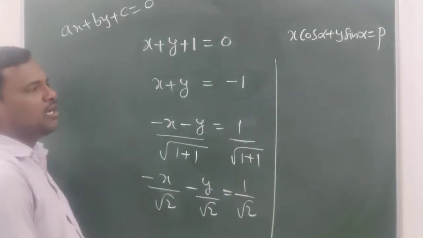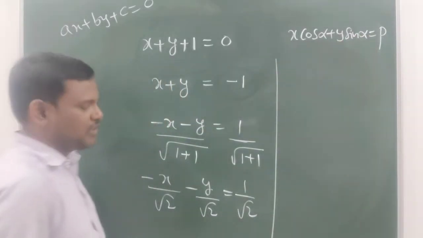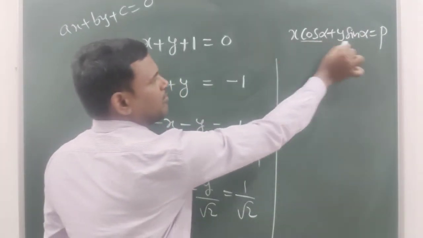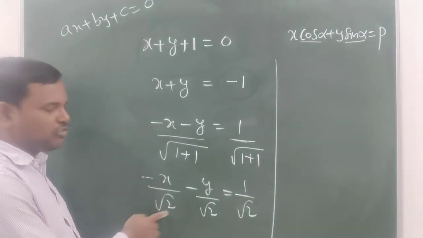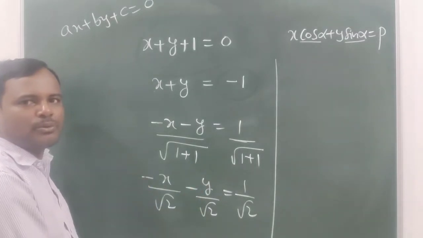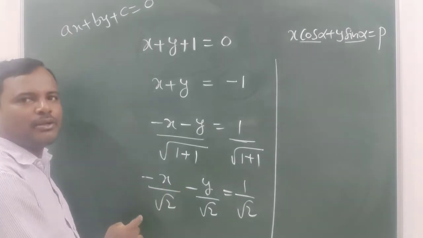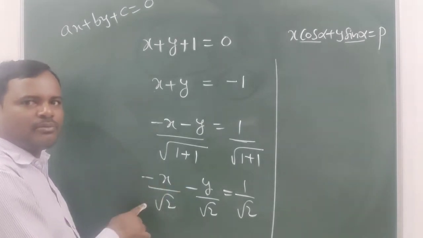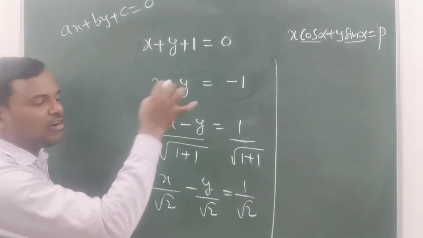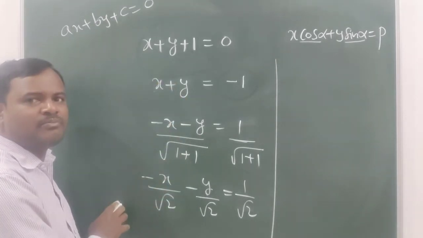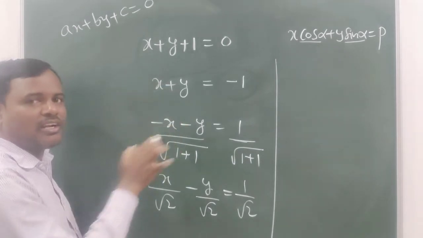Okay. Now observe this normal form. Here x coefficient is cos alpha, y coefficient is sin alpha. So here x coefficient is minus 1 by root 2, y coefficient is minus 1 by root 2. Both we have got negative. Sin is negative, cos is negative. So in which quadrant do we get both negative? You know the Cartesian plane.